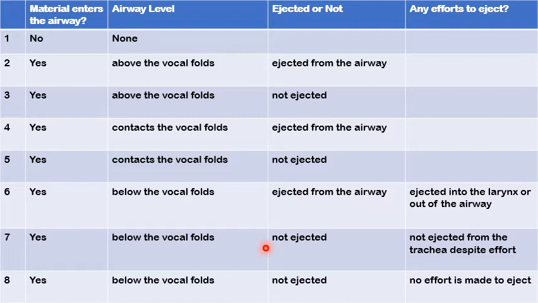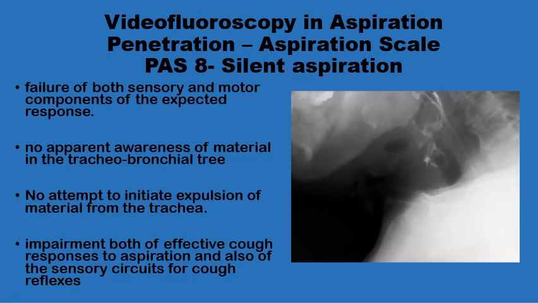In number 7, ejection is attempted, but the material is not completely cleared. So we know that there is some sensation in the subglottic and the tracheal area, but the cough is not effective in clearing the airway. In number 8, the material goes all the way down below the vocal folds into the trachea. It's not ejected, and there is no effort made to eject it because there is sensory as well as motor failure. And finally, to the last level, where there is silent aspiration in level 8.